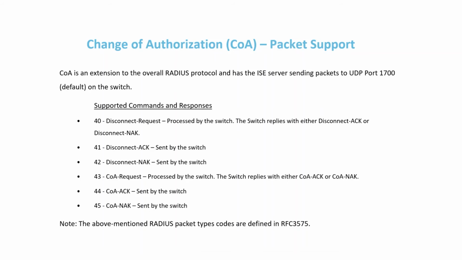COA is an extension to the Radius protocol, with the ISE sending packets to UDP port 1700 by default on the switch. Supported commands and responses include 40. This is a disconnect request, which is processed by the switch. The switch replies with either a 41 disconnect ACK or a 42 disconnect NAK. 43 is a COA request processed by the switch. The switch replies with either 44 COA ACK or 45 COA NAK.